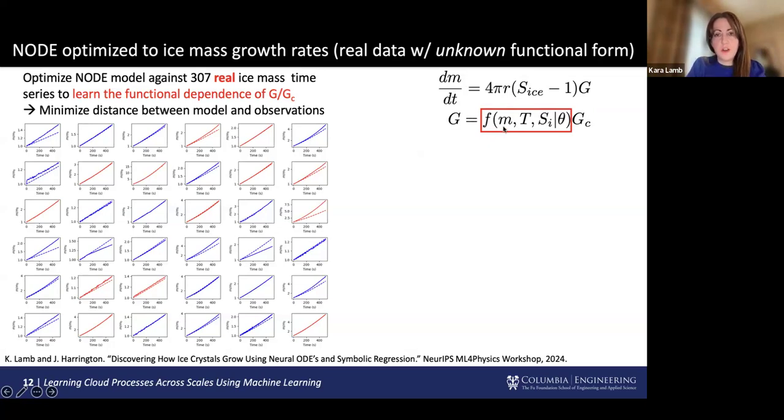So this function now takes in the mass of the ice crystal as well as the temperature and supersaturation. But I can do the same thing where I'm then going to try to minimize the distance between the model and the observations for this functional form.